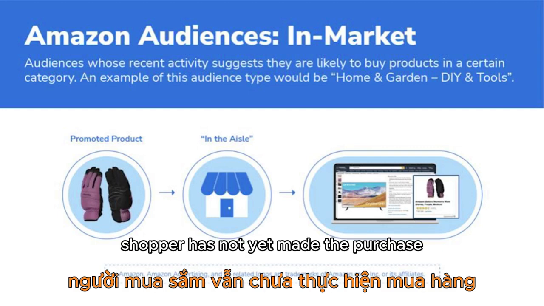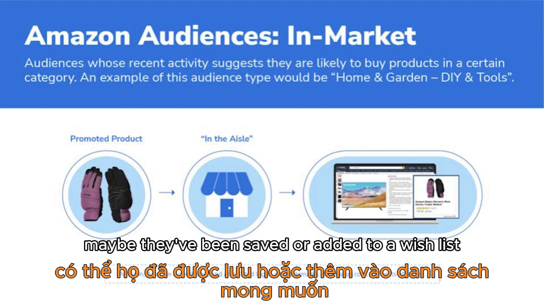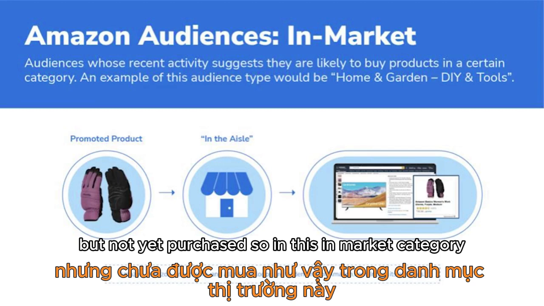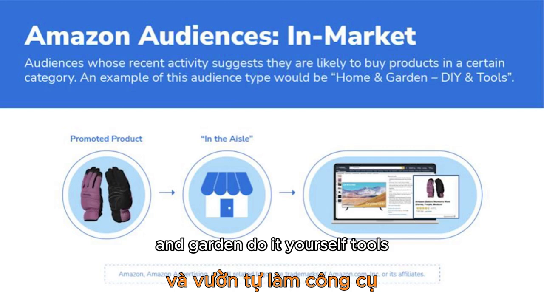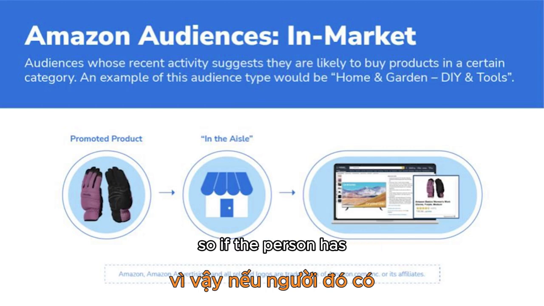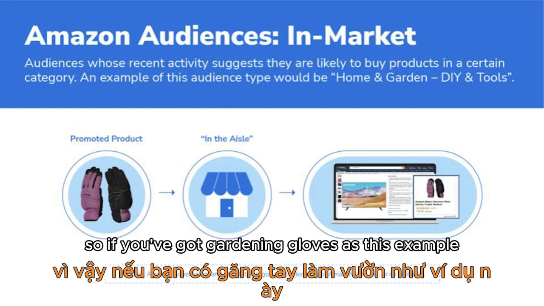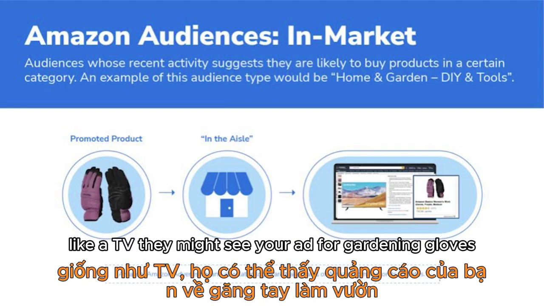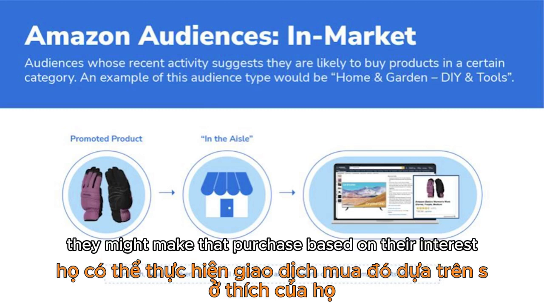The last one is Amazon audiences in-market, and that effectively means that the shopper has not yet made the purchase. These are products that have been searched a lot, maybe they've been saved or added to a wish list, or maybe they've been added to the cart but not yet purchased. So in this in-market category, an example of the audience type would be home and garden, do-it-yourself tools. If the person has saved a lot of items related to gardening, Amazon can see that. So if you've got gardening gloves, as in this example, then when that person is shopping for something different, like a TV, they might see your ad for gardening gloves on that product detail page, and they might make that purchase based on their interest.